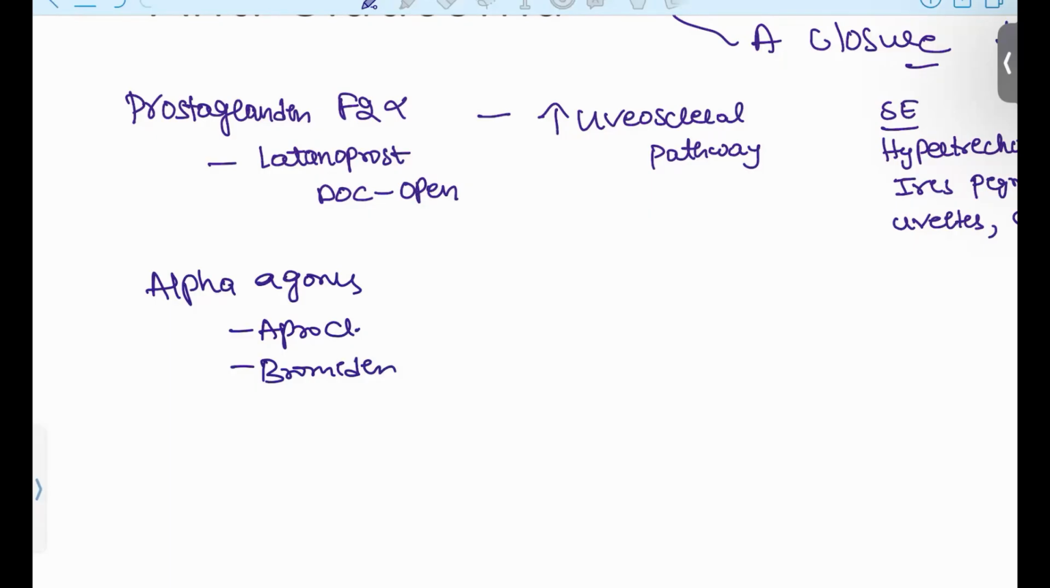In the alpha agonist, it will decrease the trabecular outflow, and along with that, it will increase the uveoscleral pathway. Why is it going to decrease the trabecular outflow? Because if the trabecular meshwork is already blocked, something is filled there, so there is a high chance the IOP will be increased. So it will also increase the uveoscleral pathway.